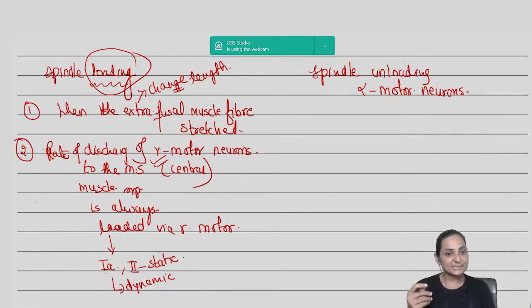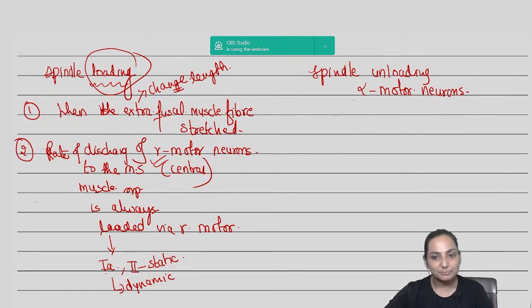But endogenously, this muscle spindle is always under the control of the gamma motor neurons, which are the efferents to the muscle spindle. So constantly the gamma motor neurons are giving a rate of discharge to the muscle spindle and causing it to be loaded, and continuously there is the stretch reflex going on in the body, so that the rate of change as well as the dynamic as well as the static length is always interpreted by the brain. Now, what about spindle unloading?